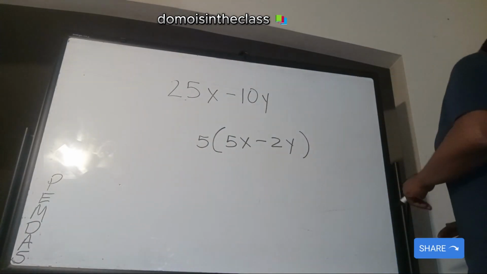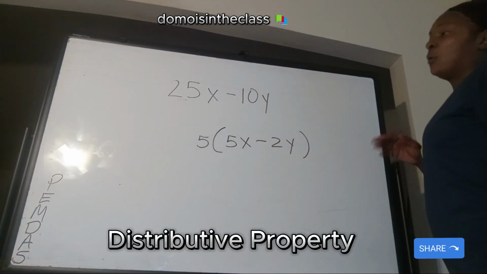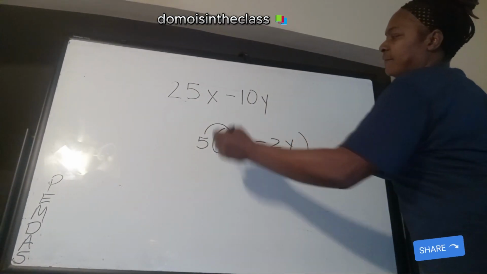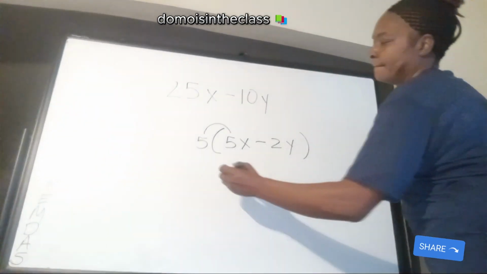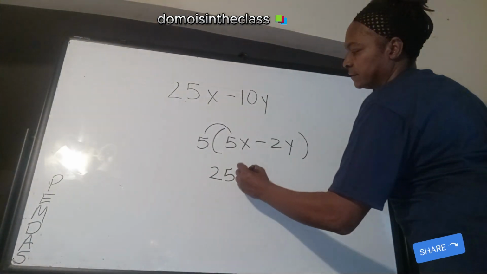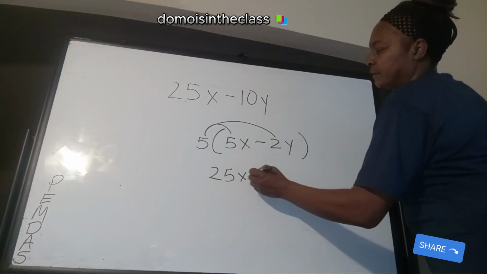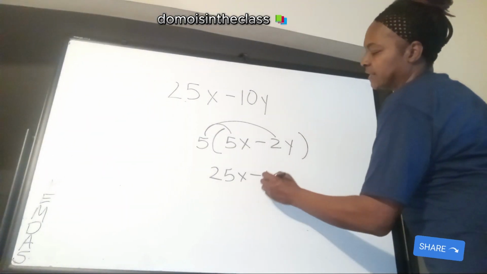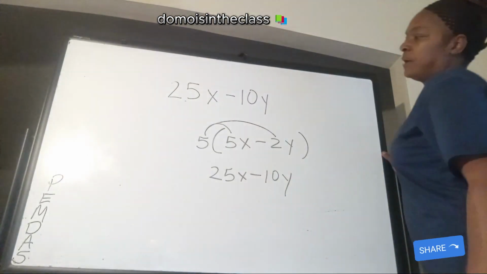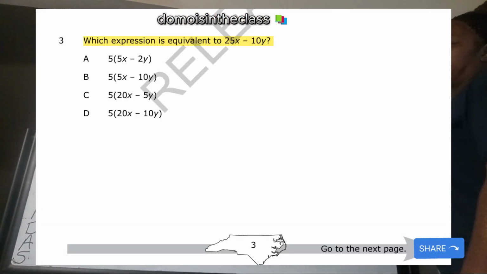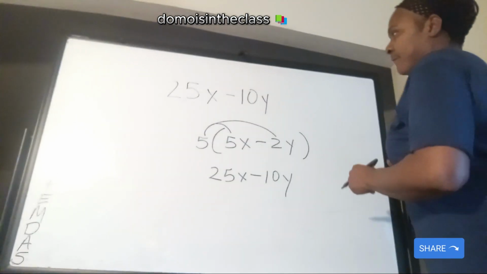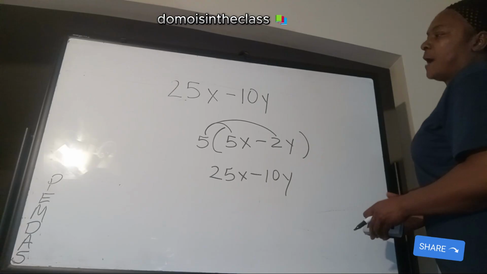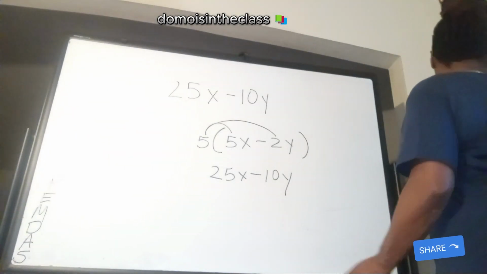All right, so in order for us to see if it reaches that, we have to do the distributive method. So now we do 5 times 5 is 25x. Then 5 take away 5 times 2, 10y. Exactly. So our first choice, A, gets us 25x take away 10y. However, we like to always do for practice, right? We like to work all our choices.